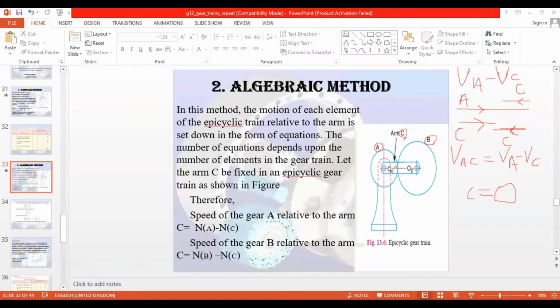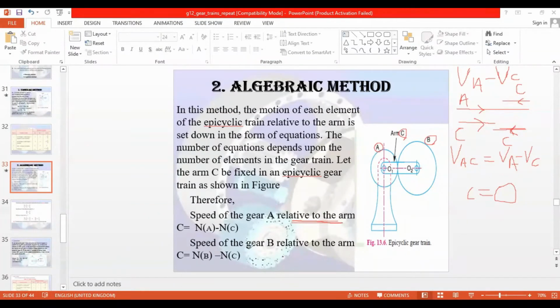The same idea we apply here. Speed of gear A relative to arm C means I stop the arm and leave A to move. So NAC, the motion of A relative to arm C, is NA minus NC, just like VA minus VC. Similarly, speed of A minus speed of the arm. You need to look carefully into the sentence: this is relative to C, which means you are stopping C and allowing A to move.